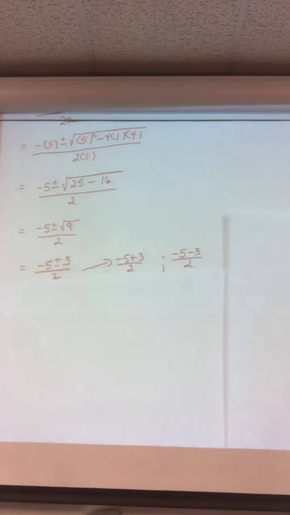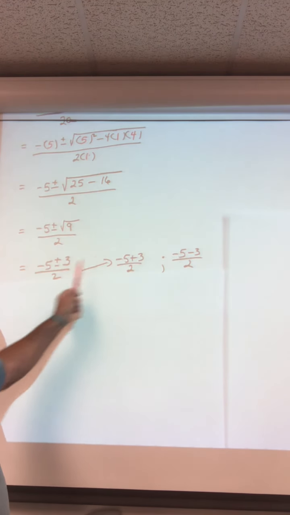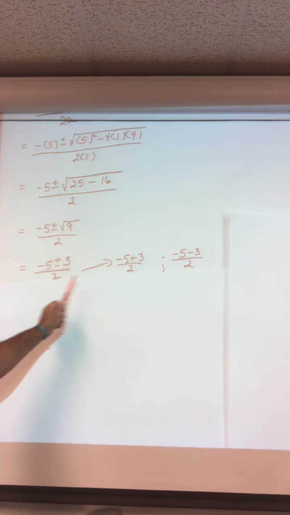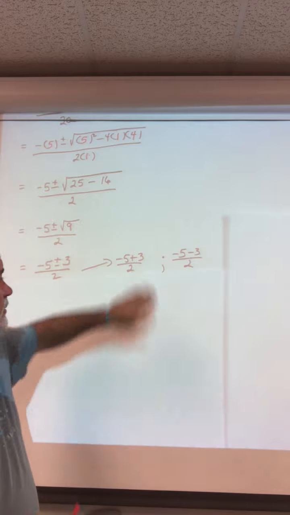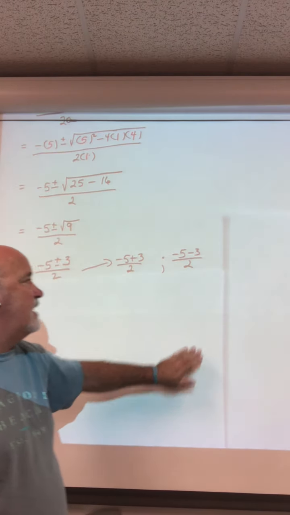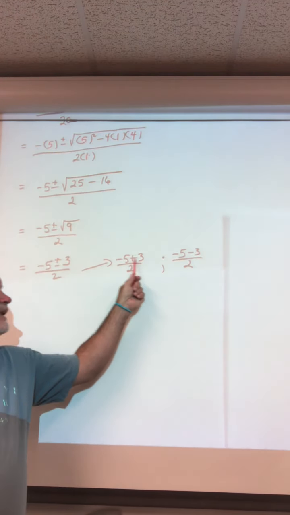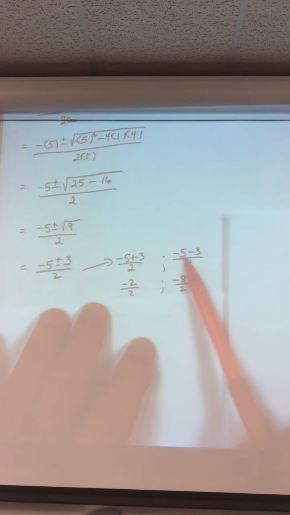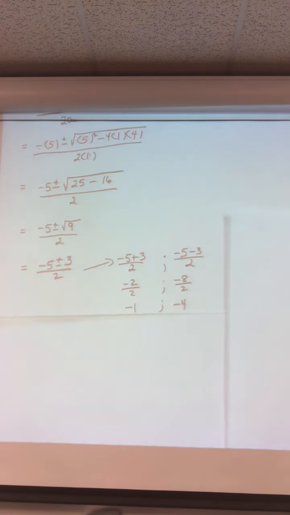The first answer is negative 5 plus 3 all over 2, and negative 5 minus 3 all over 2. So this is the first answer, this is the second answer. Now, what is negative 5 plus 3? It's negative 2 over 2. And negative 5 minus 3 is negative 8 over 2. And that reduces to negative 1 and negative 4.